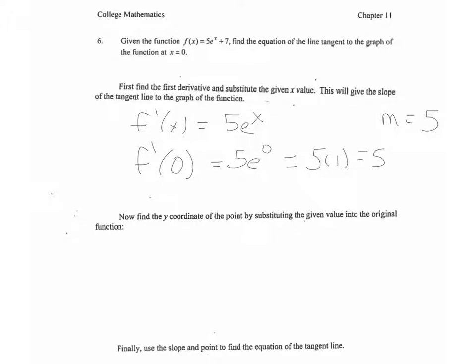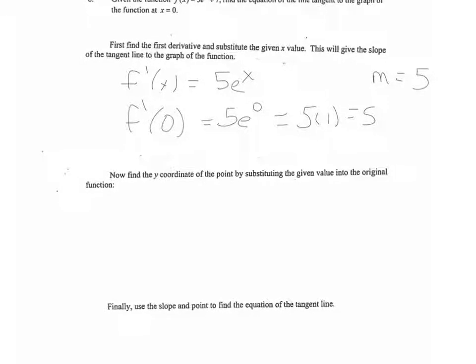The worst thing that's going to happen here is it might be a slope that has an e in it. But remember, e is a number, so it's not a problem. It just means your equation for your tangent line might look a little funny to you. Now we've got to find the y-coordinate, because we need a point to go with this slope. How do we do that? You're right. We're going to plug in 0 to the original function. That will tell us what the y value is at that point.